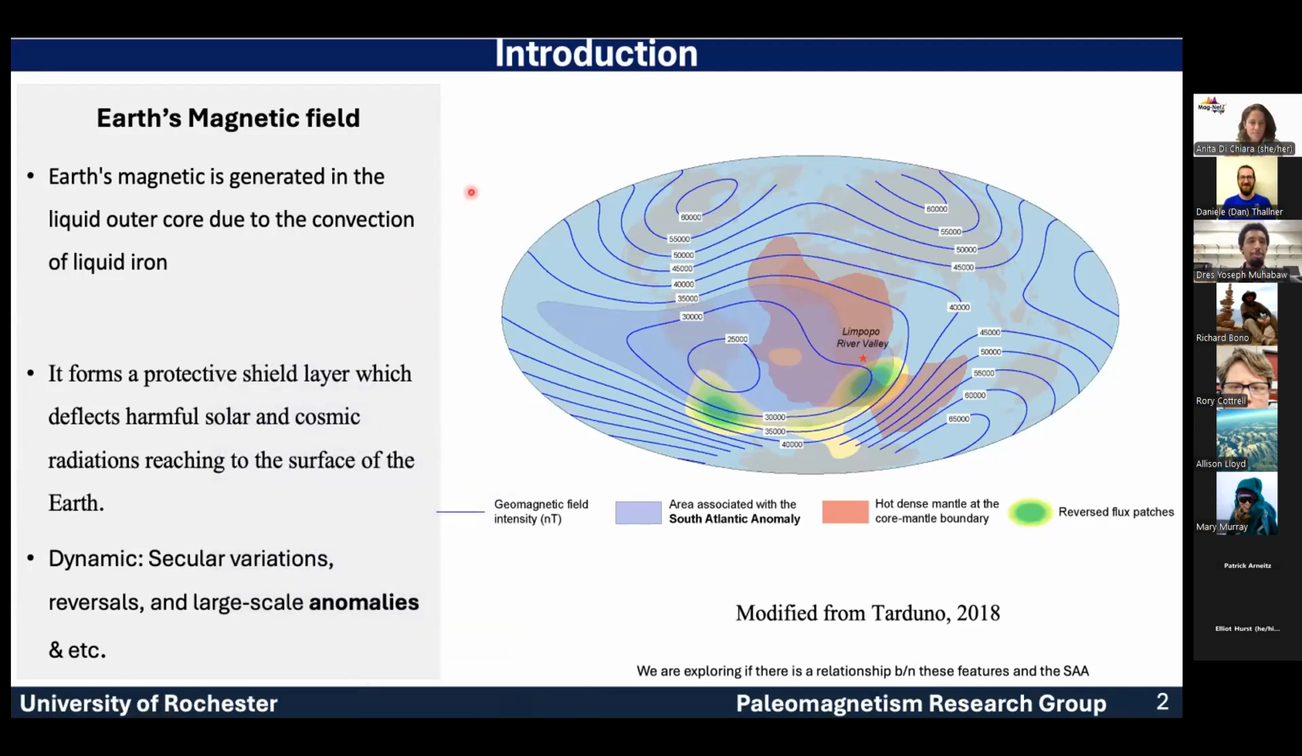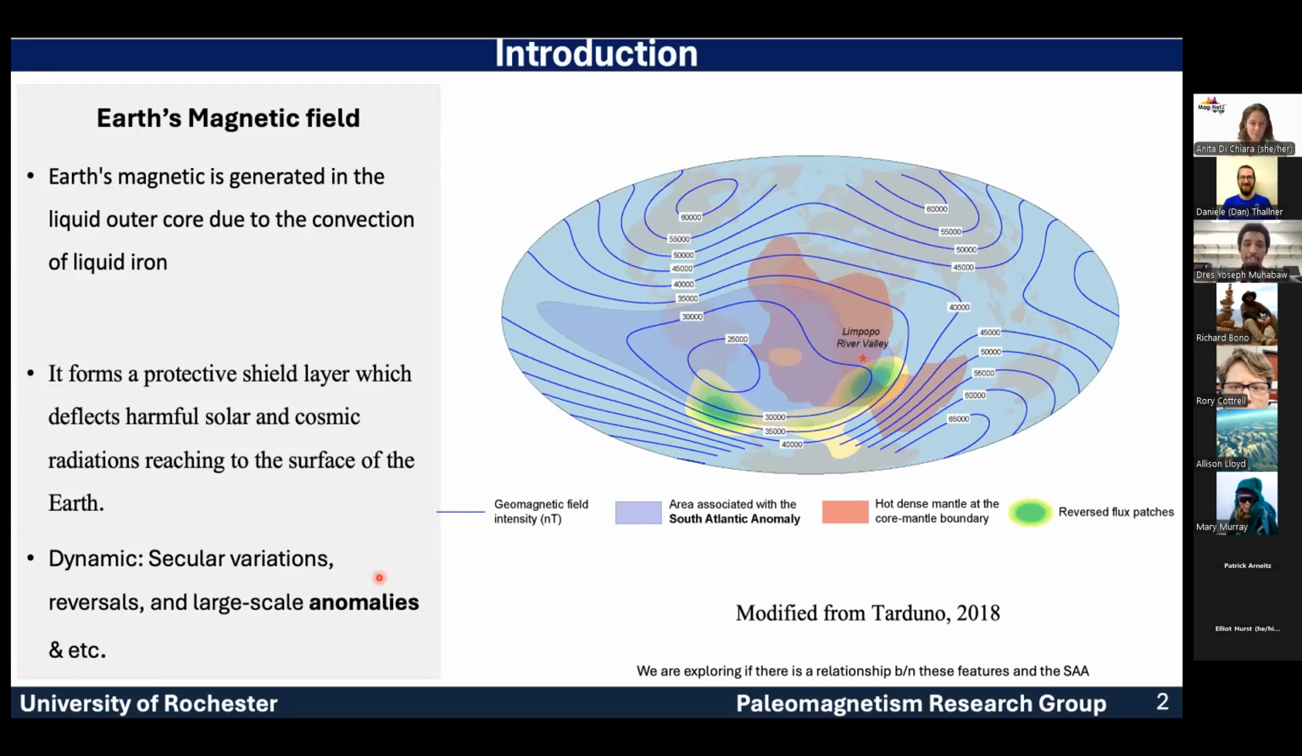Okay, so to start with the Earth's magnetic field. As we know, the Earth's magnetic field is generated in the liquid outer core due to the convection of liquid iron. This magnetic field forms a protective layer which reflects the harmful solar and cosmic radiation reaching the surface of the Earth. That makes the Earth the habitable planet that we have. And this magnetic field is dynamic, characterized by different features: secular variations, magnetic reversals, large-scale anomalies, and others.